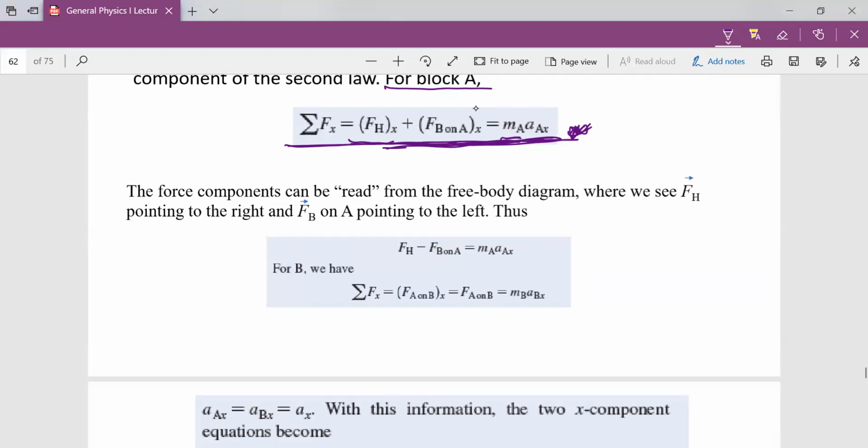So we'll have FH minus FB on A to give us MA, the mass of the first object times the acceleration of the first object. For object B, we see that we only have one force on the x component. So the summation of the forces is simply the force of A on B. And that is the question they asked, the particular force they asked us to find with the information given.